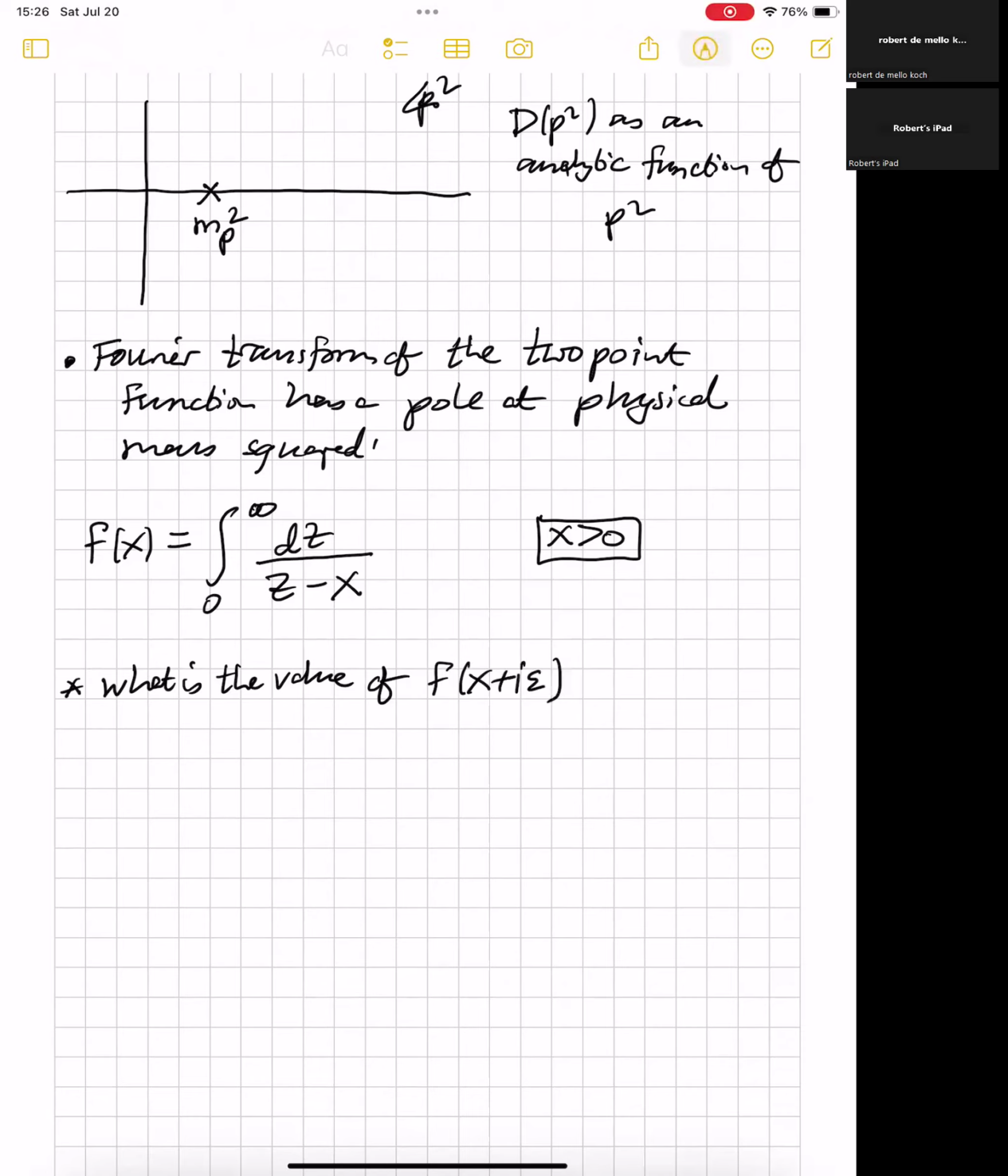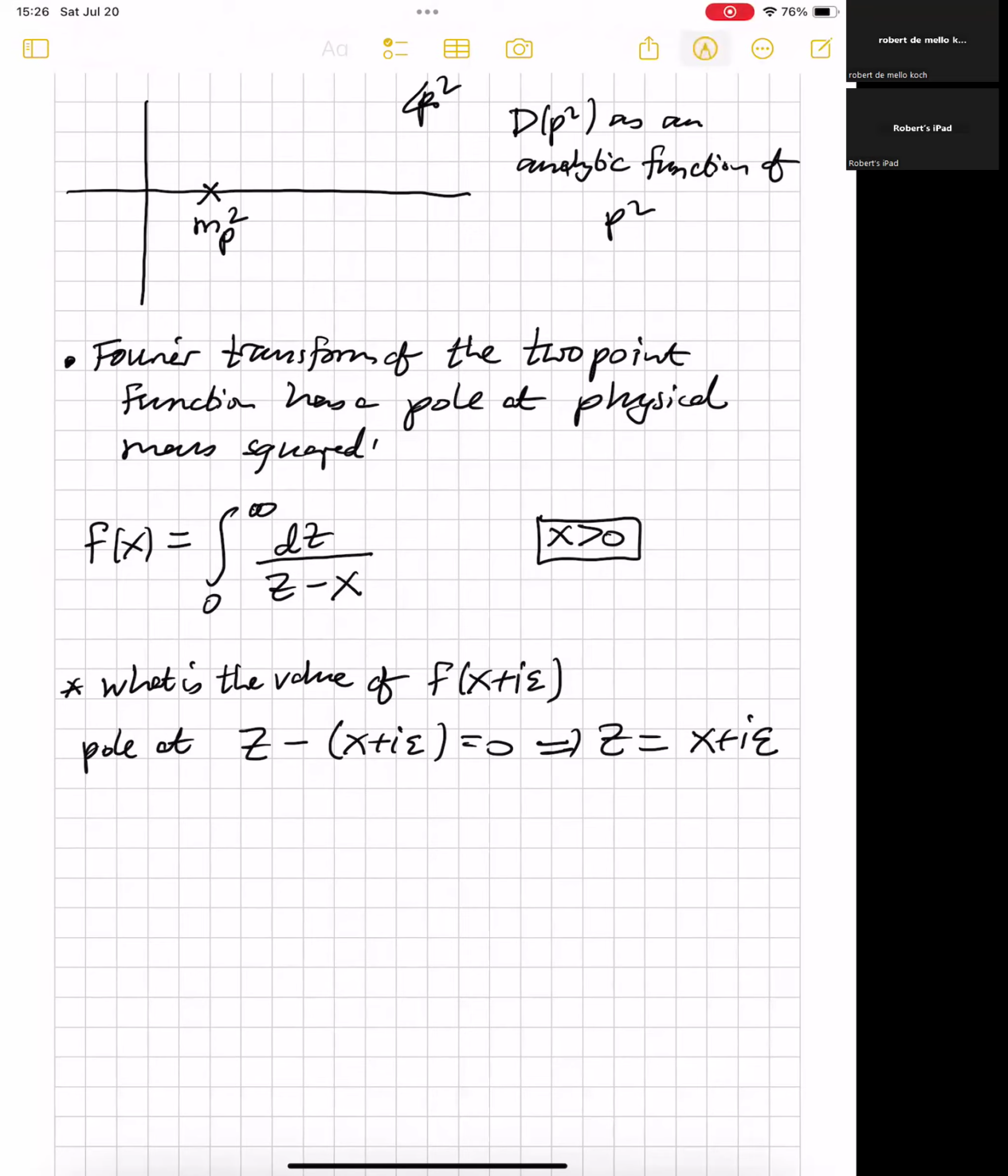We don't take a real value of x, we displace this real value slightly. If we displace this real value slightly, so where is the pole? Well, the pole is when z minus the argument of f is 0. So where's the position of the pole? Well, there is a pole at z minus x plus i epsilon is equal to 0. And that means we have a pole at z is equal to x plus i epsilon.